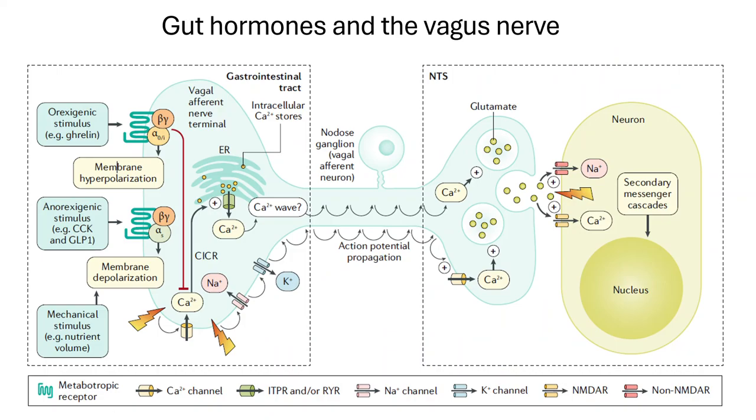Now, what happens here is that when ghrelin is around, it's an orexigenic stimulus. It's going to inhibit calcium here. But when CCK or GLP-1 are around, or mechanical stimulus, your stomach and your small intestine are getting physically full, then we get activation of these calcium waves that activate neurons in the nucleus tractus solitarius. So the initial action of GLP-1 agonism is at the level of the gut.